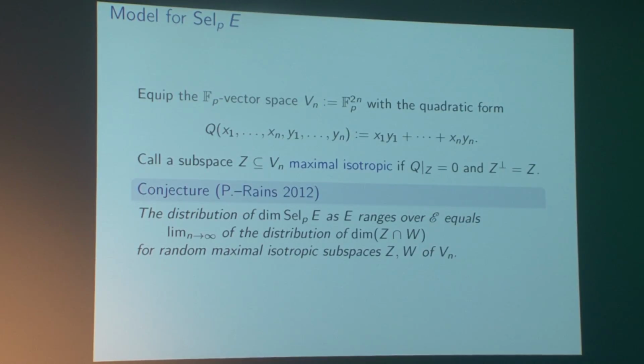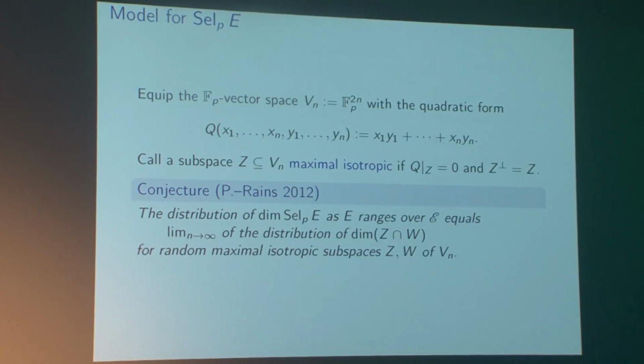But if you intersect them, then there are various possibilities for the dimension of that intersection. And it turns out that if you take the distribution of the dimension of that intersection, and then take the limit as the ambient space dimension goes to infinity, it converges to some distribution over finite dimensional vector spaces. And that is the conjecture for what the Selmer group should look like.